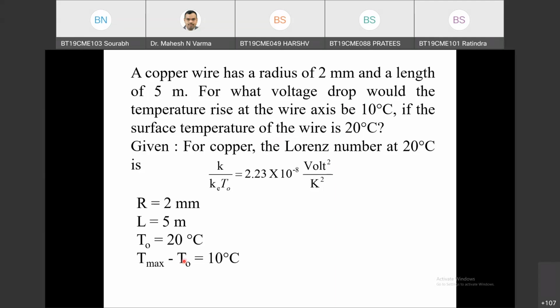Writing the given data is very, very important. You write this 2 mm, this is R, no confusion. You write this 5 meter, L, no problem. You write 20 degrees Celsius. So what is 20 degrees Celsius? Surface temperature. This is the steady state surface temperature, T0, which is given. And the axis rise is 10 degrees Celsius, so this is T max minus T0.